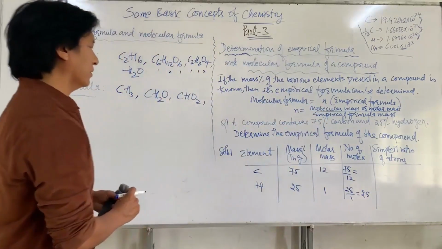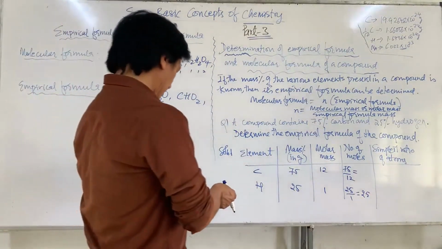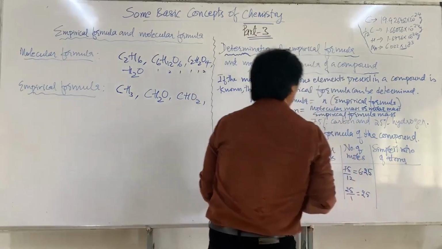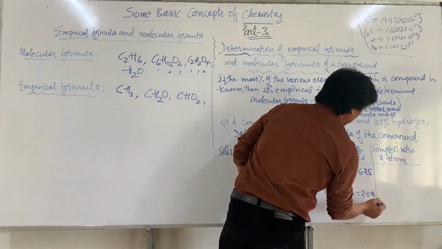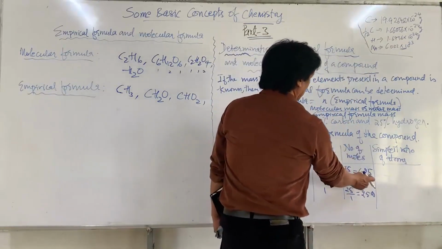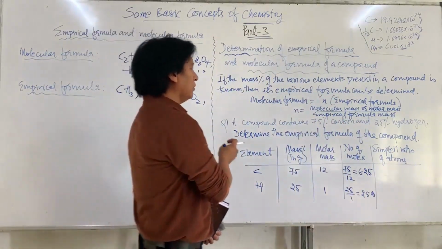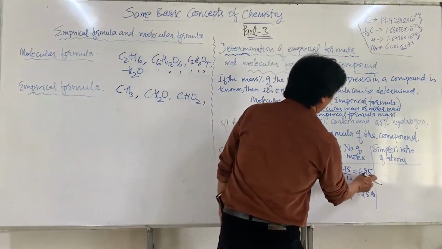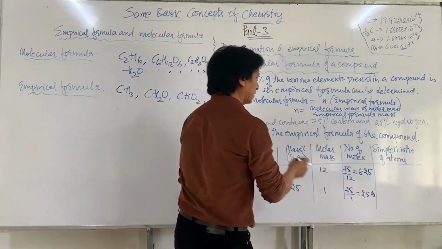And there, when you divide 75 by 12, let me do it faster. Here you're getting 6.25. 6.25, right? Now the next step is to find the simplest ratio of atoms. So now, number of moles, this is 6.25, this is 25 moles of hydrogen. Here, to get the simplest ratio of atoms, we look for the smallest number of moles. Out of these, this is 6.25, this is 25, and 6.25 is lesser than 25.